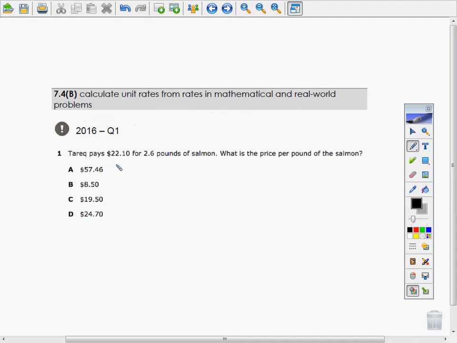Tariq pays $22.10 for 2.6 pounds of salmon. What is the price per pound of the salmon? So this is a unit rate. We gotta do division. We gotta find out per pound. So $22.10 for 2.6 pounds. And we wonder 1 pound costs how much money?